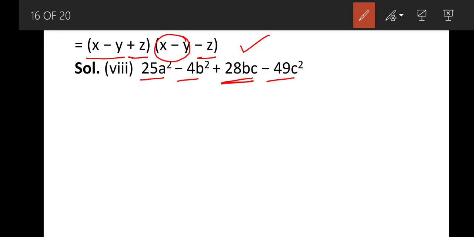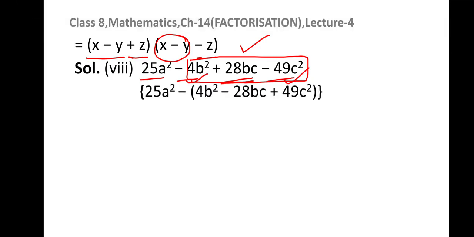So what we can do is, if you observe this part only, can I apply any identity in this? Because this is a perfect square, this is also a perfect square, but there is a difference of minus and plus sign, right? So what we will be doing? We will be taking the minus sign common out of this.